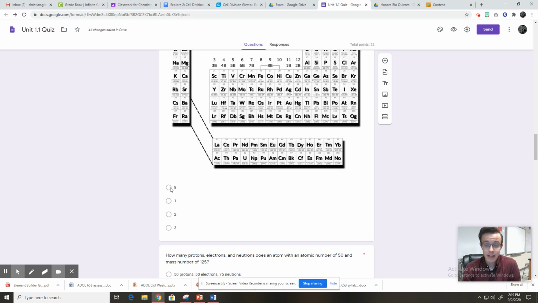Does it have 8 neutrons? Does it have 1 neutron? Does it have 2 neutrons? Or does it have 3 neutrons?